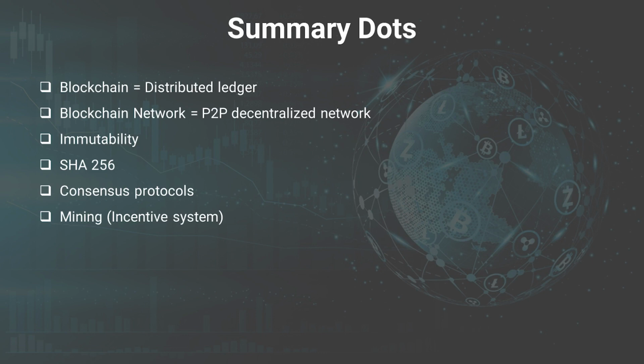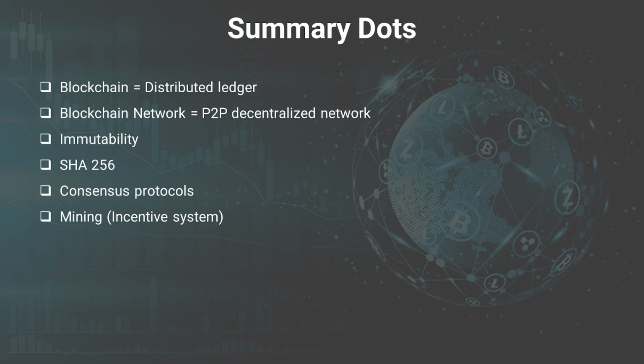So that's pretty much it at a high level. Let me try to summarize it. A blockchain is a distributed ledger, copied and maintained by everybody in the network. It's a peer-to-peer decentralized network. The same ledger is copied and maintained by everybody in the network, so anyone can share the entire blockchain information with anybody in the network.